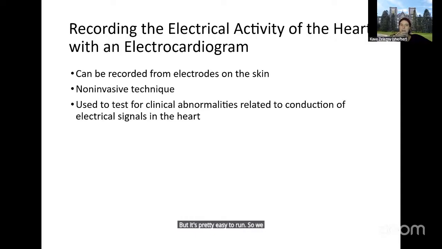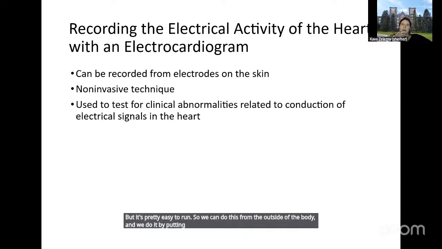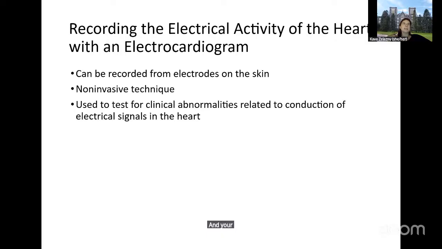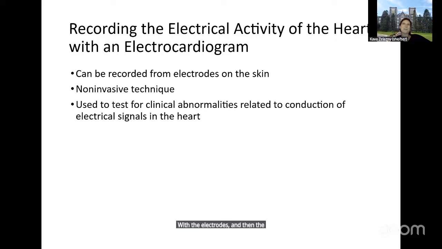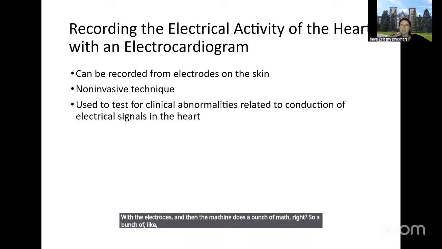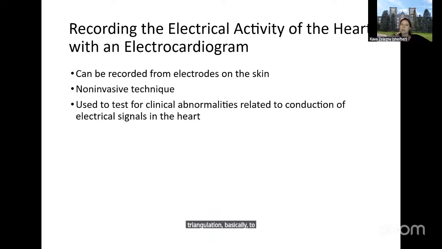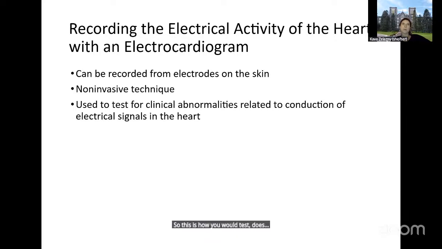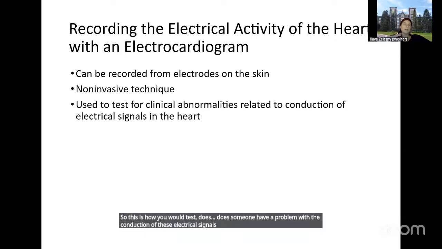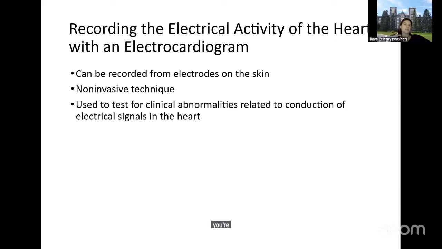So we can do this from the outside of the body, and we do it by putting electrodes on a number of specific places on the skin. And your body physically conducts these electrical signals, so you can sense them with the electrodes. And then the machine does a bunch of math, right? So a bunch of triangulation, basically, to figure out what's going on with the electrical signals in the heart. So this is how you would test, does someone have a problem with the conduction of these electrical signals, and is that why you're seeing some specific heart malfunction, some problem here?